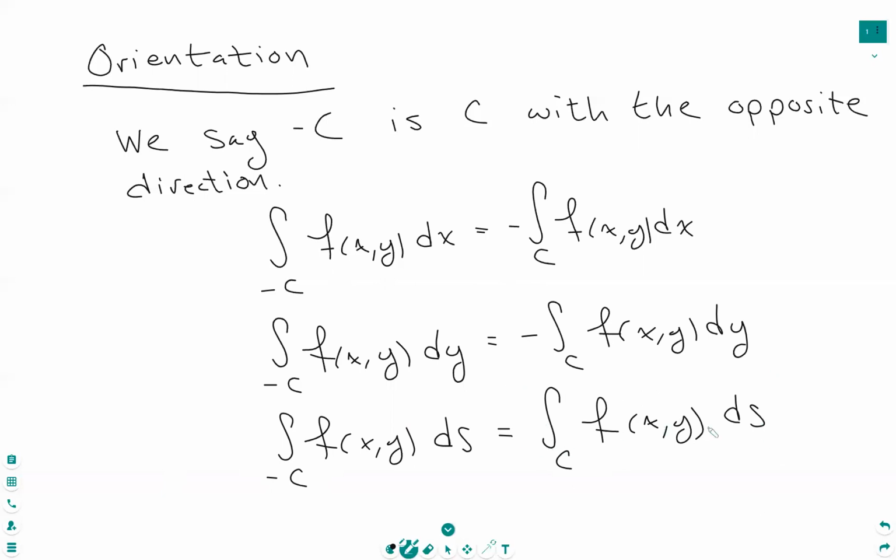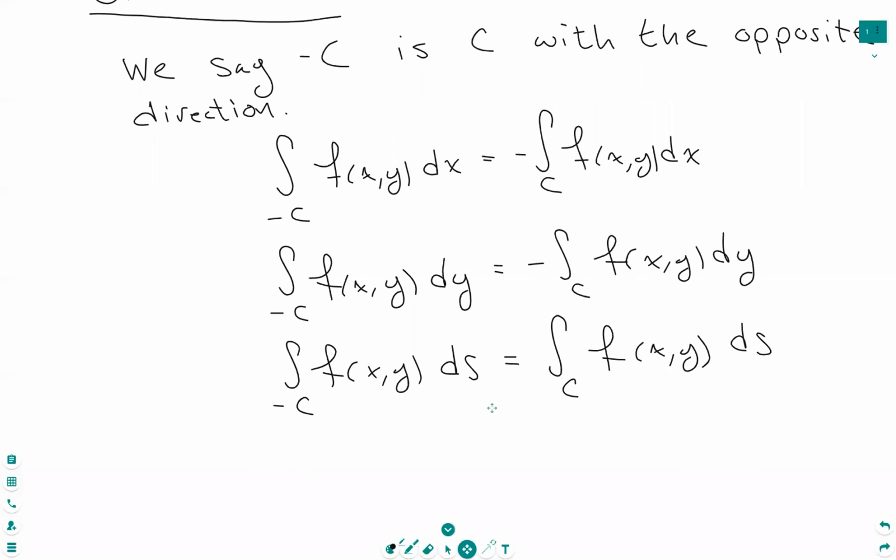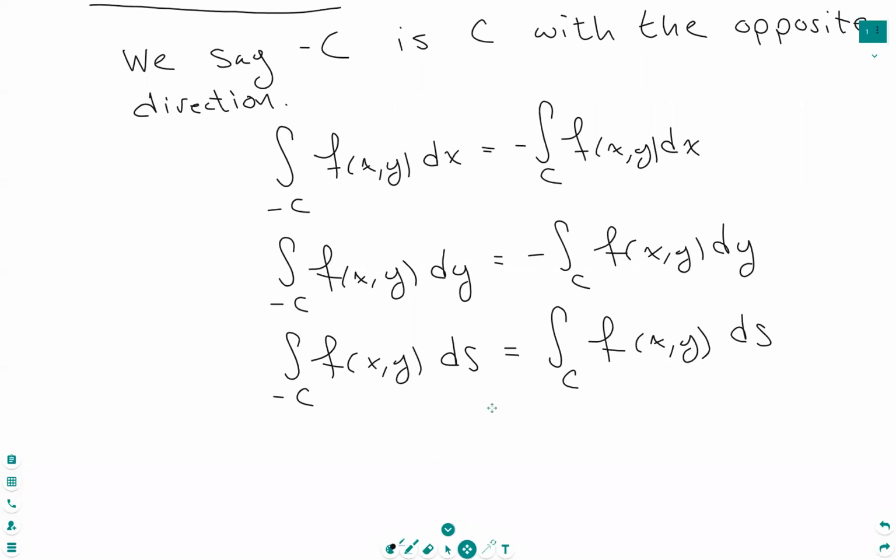So the reason that this one stays positive is, notice that if you're traveling in the opposite direction, x and y change sign, but ds is always an arc length. Arc length is always a positive quantity, right? Regardless of which direction you're going in. You can kind of think of it as that absolute value, right? It's the magnitude of r prime dt. That's never going to change sign.